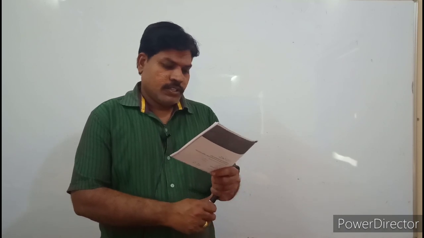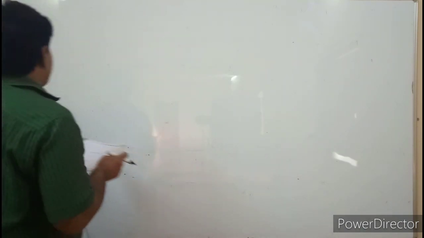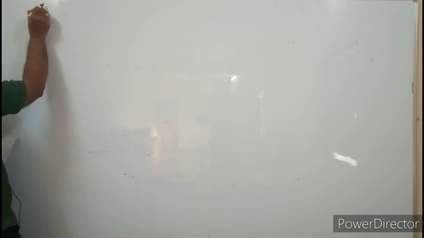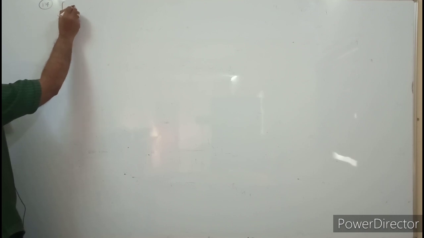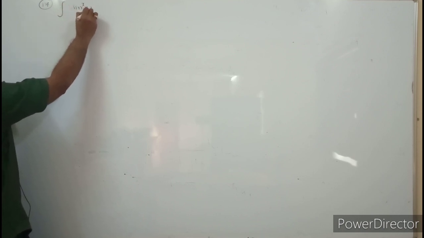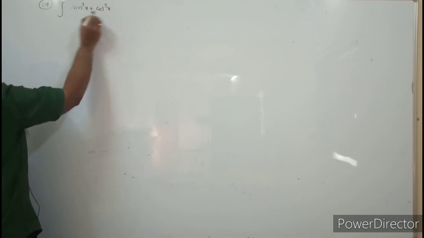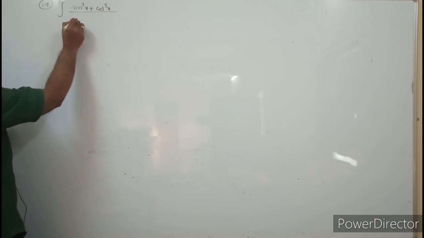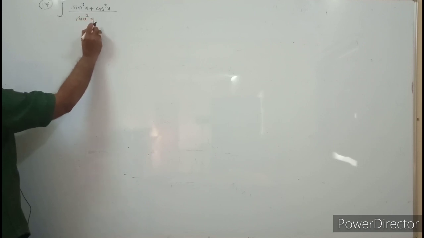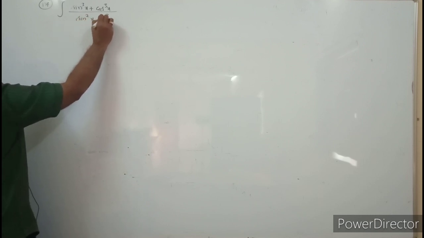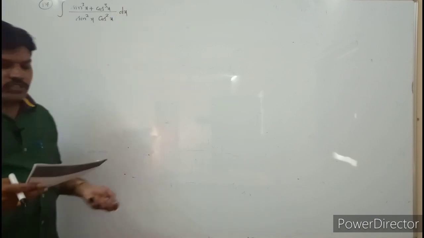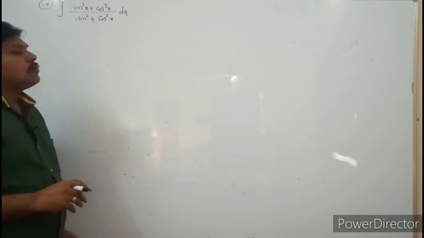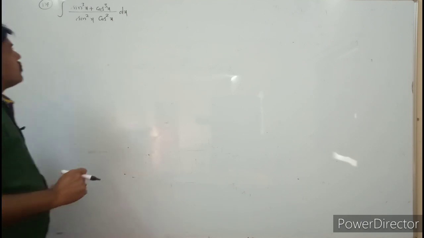See the next question, question number 17. What is question number 17? The integral of sin cube x plus cos cube x by sin square x into cos square x into dx. So see that question, students.